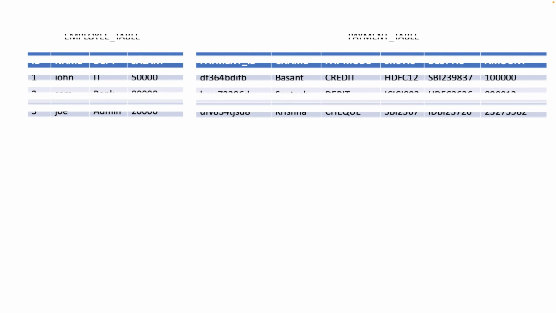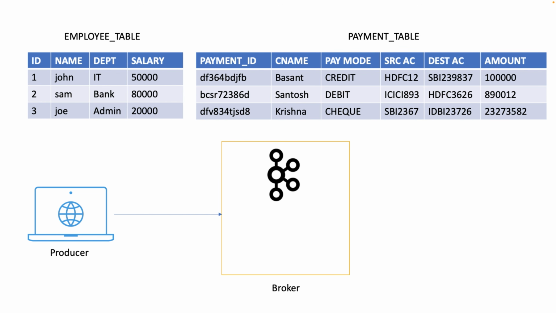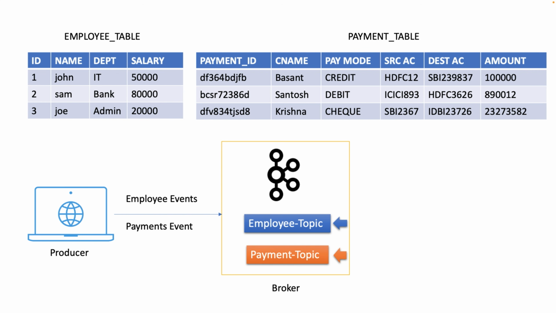Alternatively, you can consider the topic as a database table in the Kafka ecosystem. So usually we store employee information in the employee table and payment information in the payment table in the database world, right? Similarly, when producers send employee specific events or messages, we need to store them in the employee topic. And similarly, if a producer is publishing payment specific information, then we need to store it in the payment topic, right?